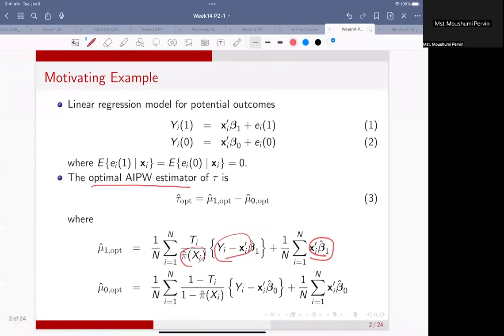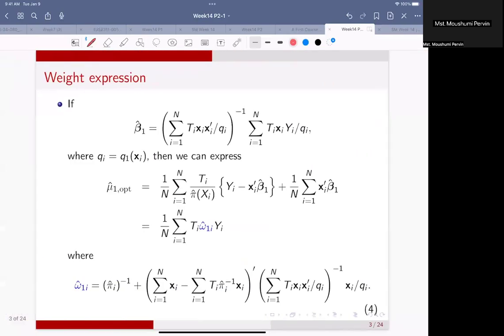And then regarding the choice of beta hat, we can consider some kind of weighted least squares, and then the double robust estimator. So this is linear in yi. Everything is linear in yi, and then you can compute the weight. So this is the final weight.